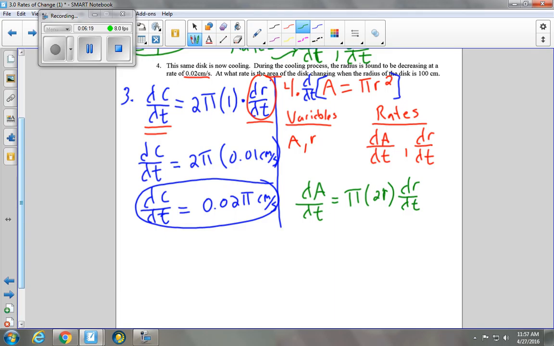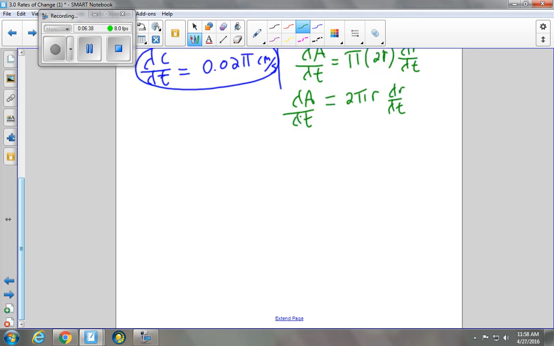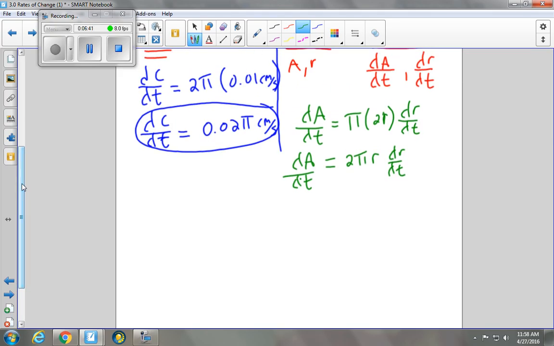Okay, I'll just rewrite that a little bit better. dA over dt is equal to, let's write that as 2 pi r dr dt. I'll just wait until I can see the board. Oh, you can't see it? That's how I wrote it. You got it? Yeah. Okay.